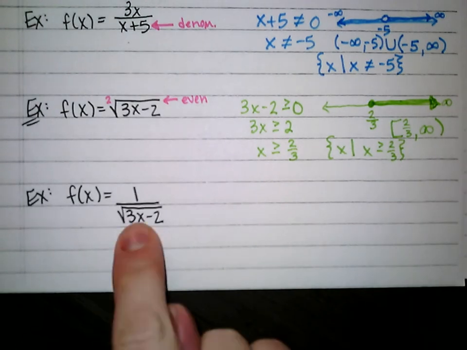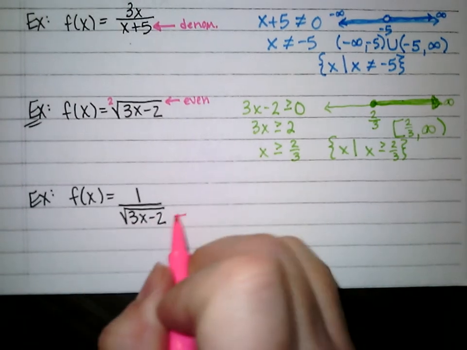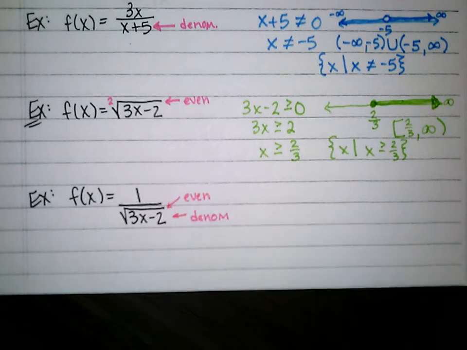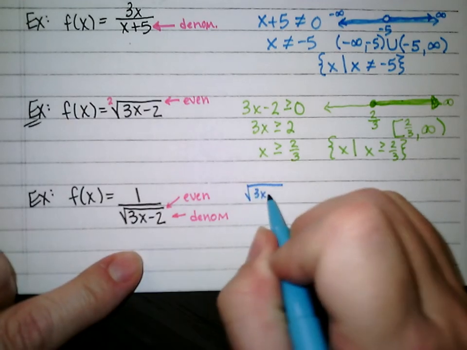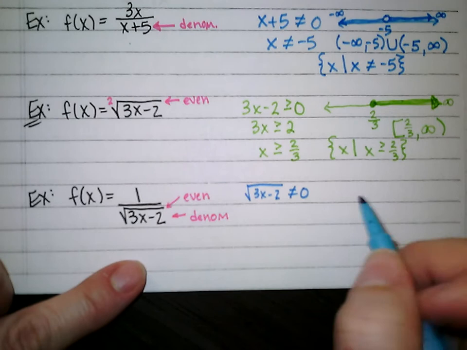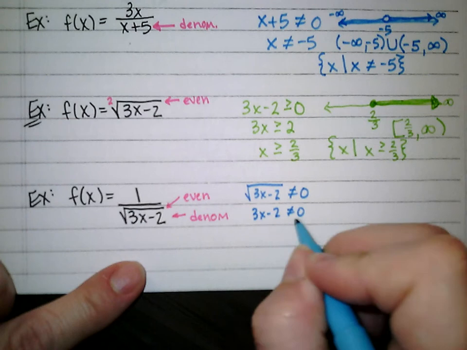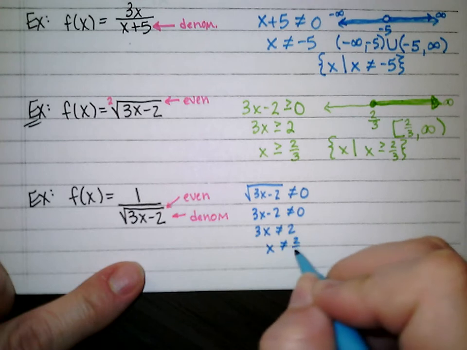But now we have this guy here that has two things going on. It has a denominator and an even index radical, both happening at the same time. So we have to kind of combine those two ideas. So for the denominator part of it, remember we take that denominator and say it cannot equal 0. So if I square both sides, then I would get 3x minus 2 cannot equal 0. Add that 2 over, 3x cannot equal 2, and then x cannot equal 2/3.